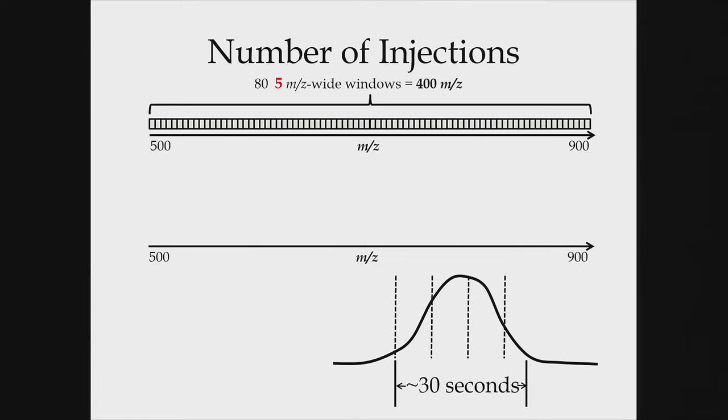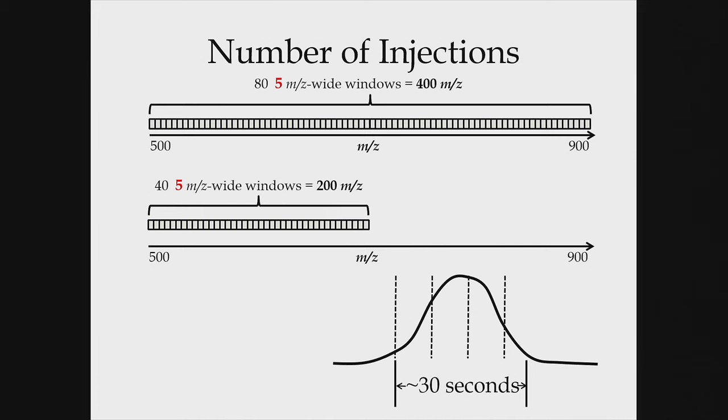Another example, looking at the same peak, if we wanted to get really great precursor selectivity, like 5 mass to charge wide windows, we would need 80 of them, and there's no way we're going to sample that peak enough. But one thing we can start to consider is, what if I did multiple injections? This is the experiment I was showing peptide detections from before.